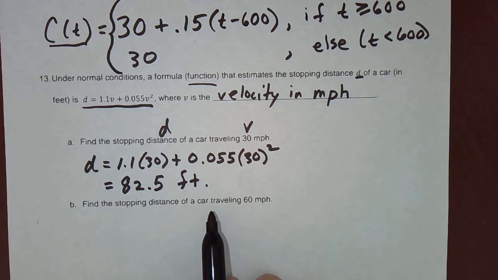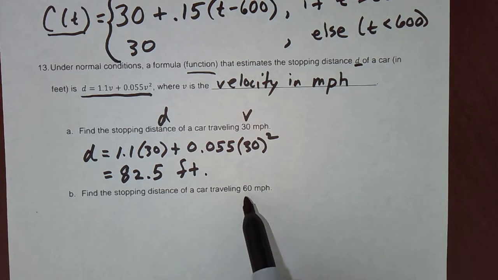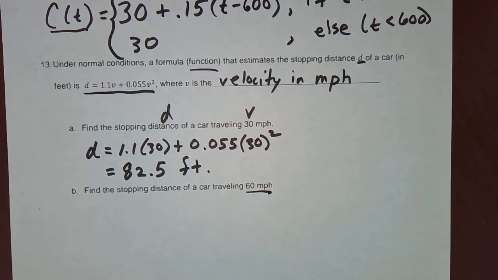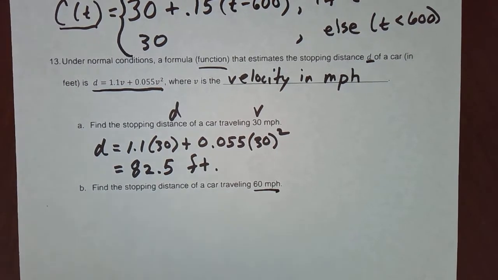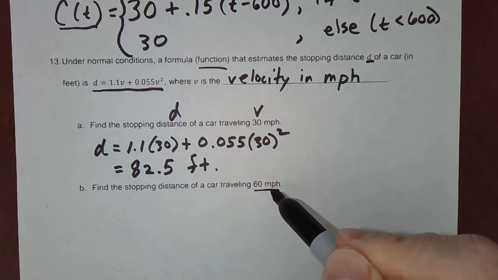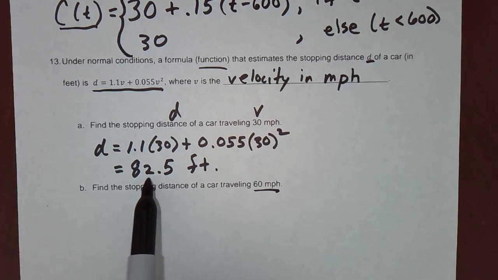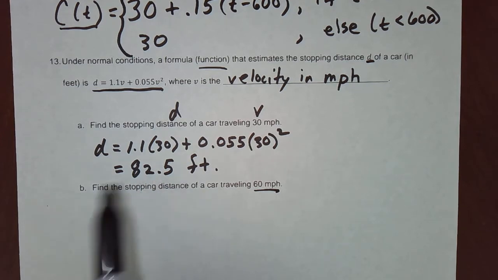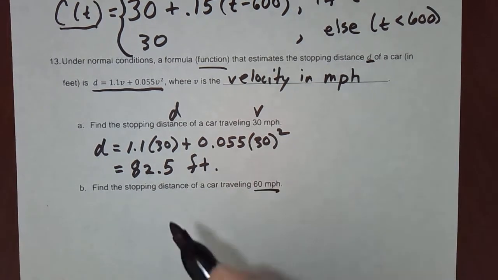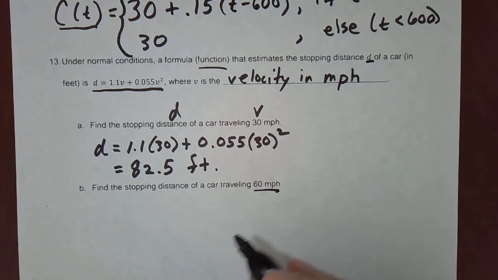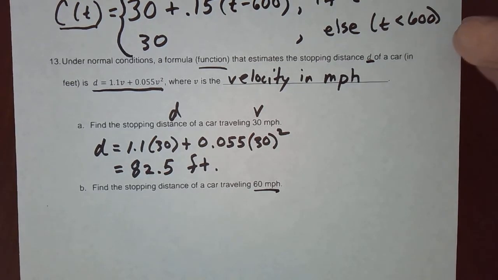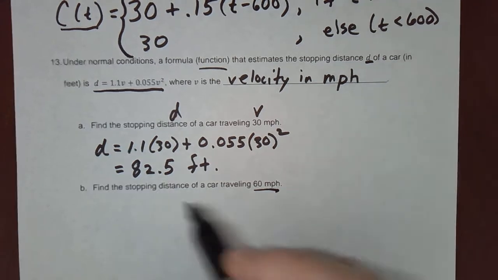Now let's find the stopping distance for one more speed, 60 miles per hour. So some of you might already think you know the answer. Well, 30 miles an hour took 82 and a half feet to stop. What do you think the stopping distance will be for 60 miles per hour? If you simply double this number, you are incorrect. You're going to be way too low. The faster you go, the more you increase the speed, the number of feet required to stop increases at a greater rate. So let's just observe this.